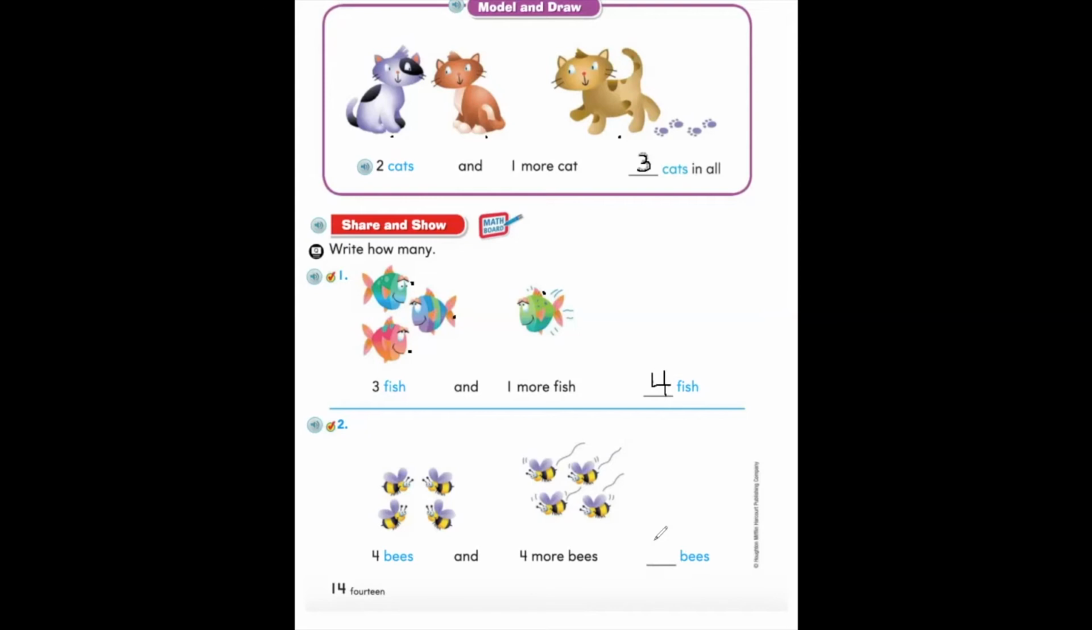All right, hopefully you paused the video and you found out that there are 8 bees in all now. And again, we can go ahead and check our sum, which means the total number of bees. We can check by counting. 1, 2, 3, 4, 5, 6, 7, 8. So we checked our answer. There are 8 bees in all.